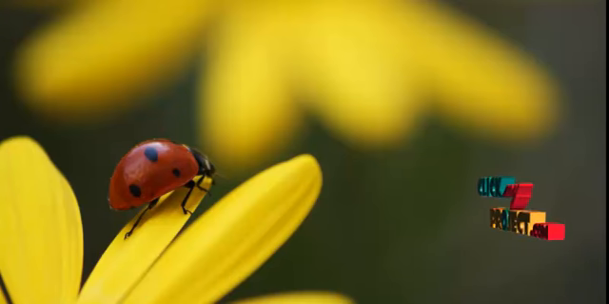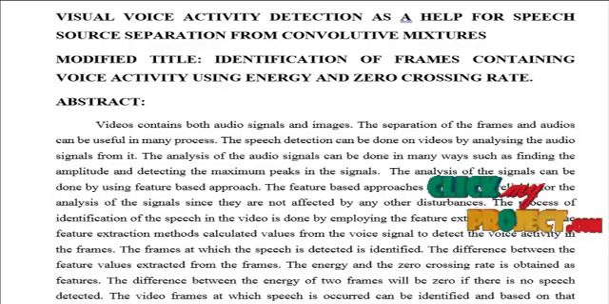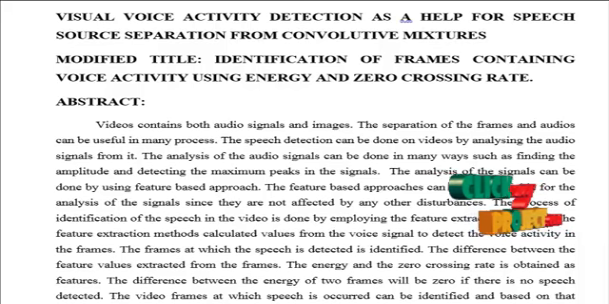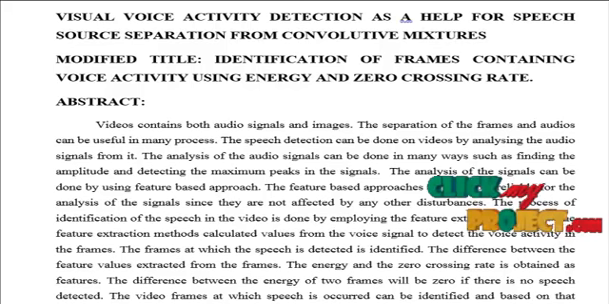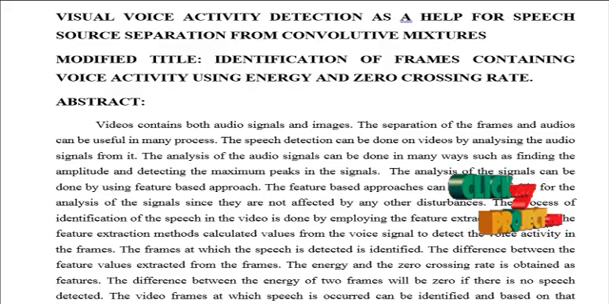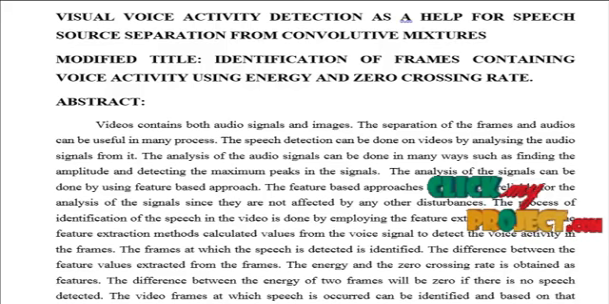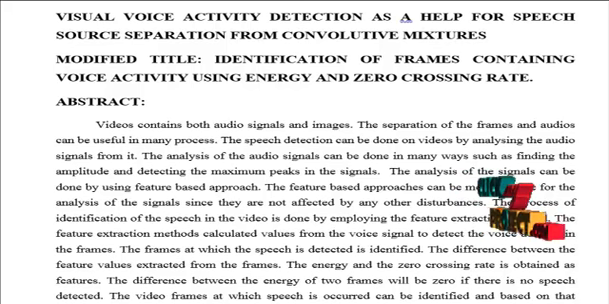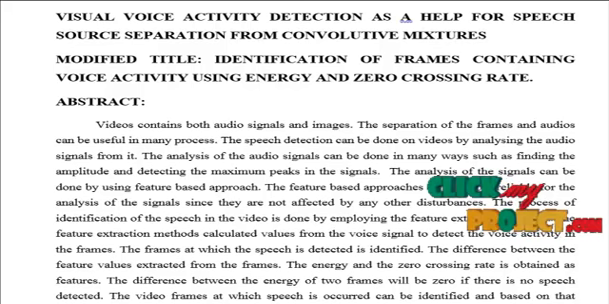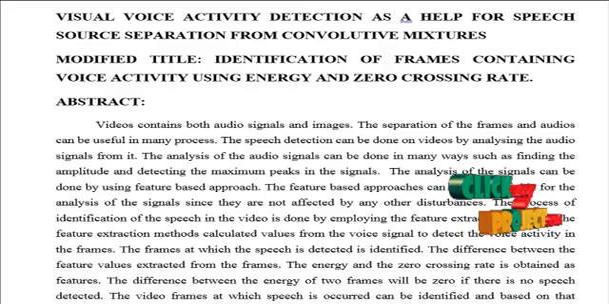Let me see the abstract of the process, visual voice activity detection as a help for speech source separation from convolutive mixtures. Video signals contain both audio and images. The separation of the frames and audio can be useful in many processes. The speech detection can be done on video by analyzing the audio signals from it.